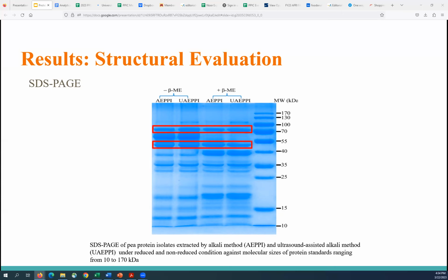However, we see that legumin, at about 60 kilodalton, was broken up into the acidic and basic subunits under reducing conditions compared with non-reducing conditions. So there were no other significant differences between the PPIs, which suggests that ultrasound treatment did not break disulfide bonds or cause subunit fractionation under reducing or non-reducing conditions.